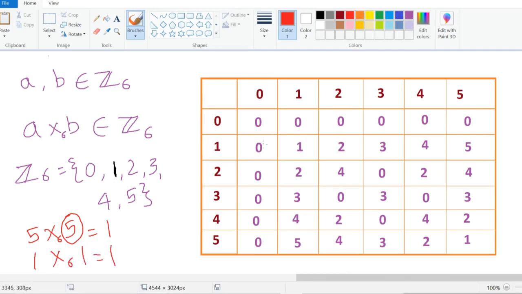How about other elements? 2 does not have a multiplicative inverse, since 2 multiplied by any number from this multiplication table we can see is not 1. Similar is the case with 3 and 4. Obviously this is also the case with 0. 0 never has a multiplicative inverse. So no, Z6 is not a group.